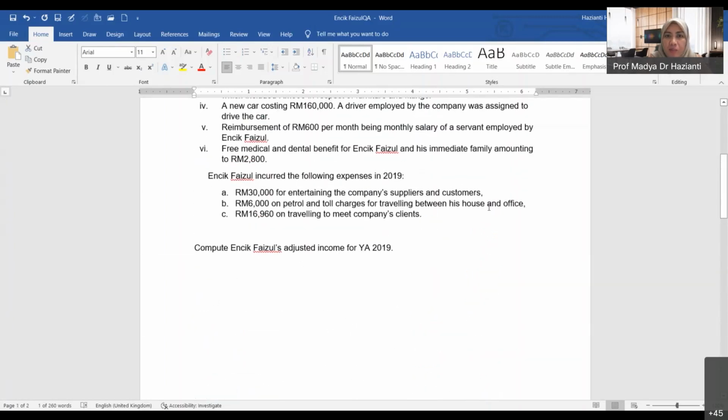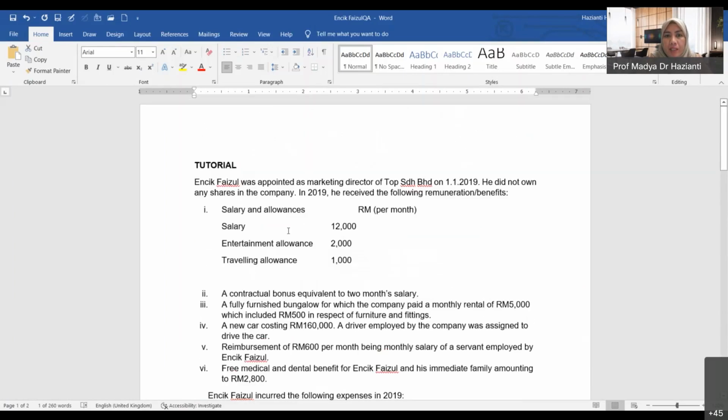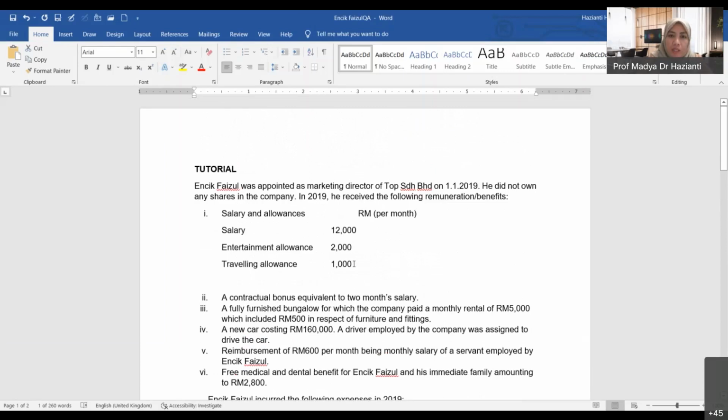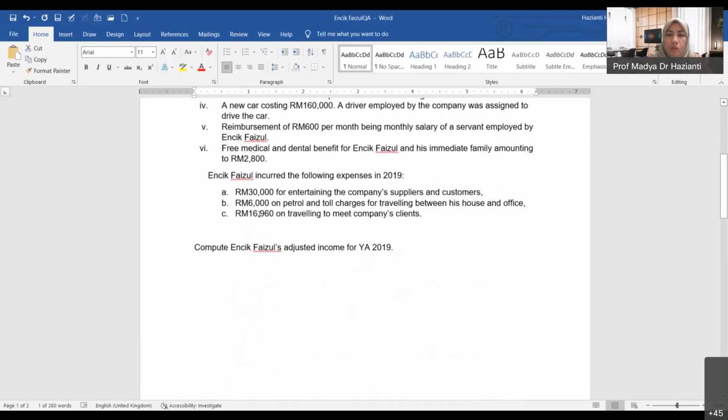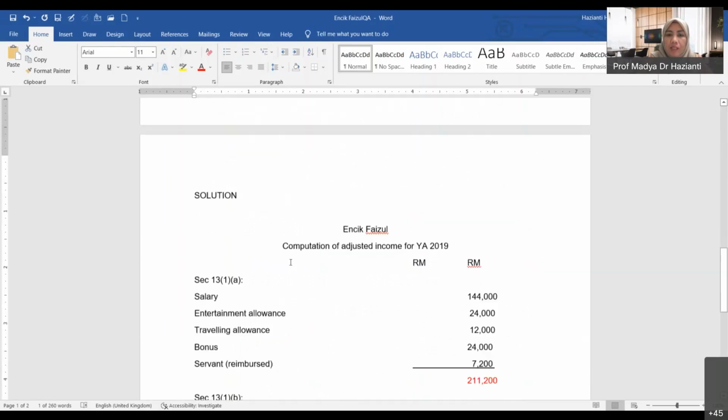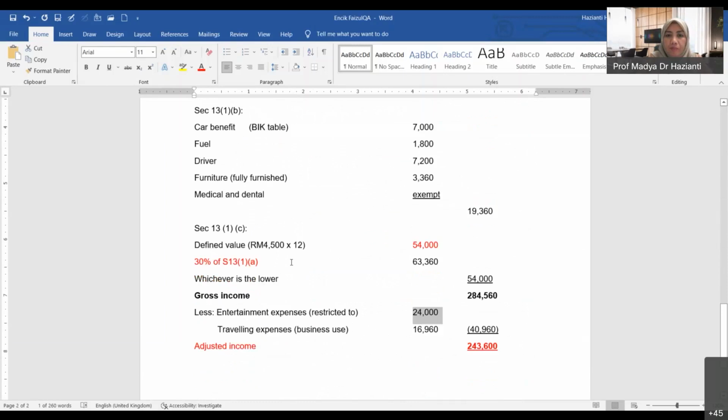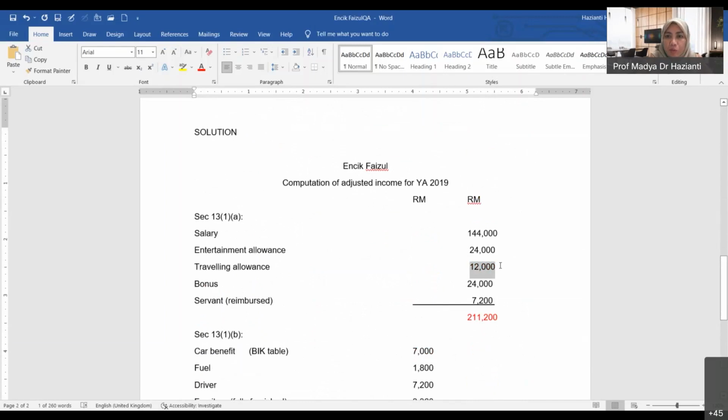Travelling expenses. Okay, cantik muka, travelling ke rumah, pergi ke tempat kerja pun nak claim kan? Tak boleh. So petrol and toll, house and office cannot claim. Not exempted. Tapi travelling to meet company's clients. This is for work purposes. 6960. Nampak dia dapat travelling allowance kan? Bulan 1,000. Dia belanja untuk jumpa company's client 16,916. Okay. Travelling expenses, walaupun travelling allowance dia 12,000, dia beza dengan entertainment. Entertainment restricted. Dia belanja lebih, tak boleh. Tolak apa yang dapat je.